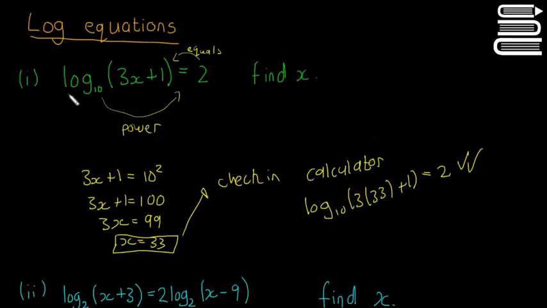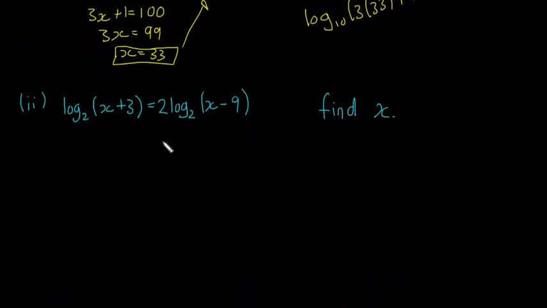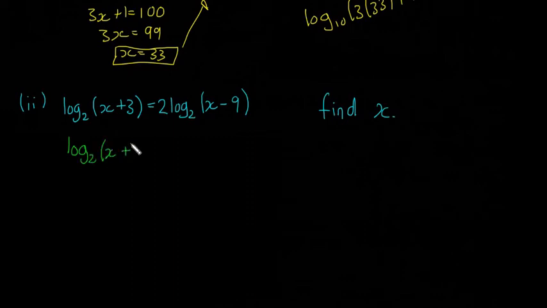So in this one here, we just had one log, so it was easy enough to get rid of it. We just put the base numbers. We said 10 to the power of 2 is equal to this thing. But here we have two logs, so we can't do that. So what we're going to have to do here is we're going to have to get rid of both the logs. So before we do that, there's just one little thing we have to do. So I'm just going to rewrite this. It's going to be log to the base 2 of x plus 3 is equal to, so we can't do anything when this 2 is here. So I'm going to have to change that to log to the base 2 of x minus 9 squared.